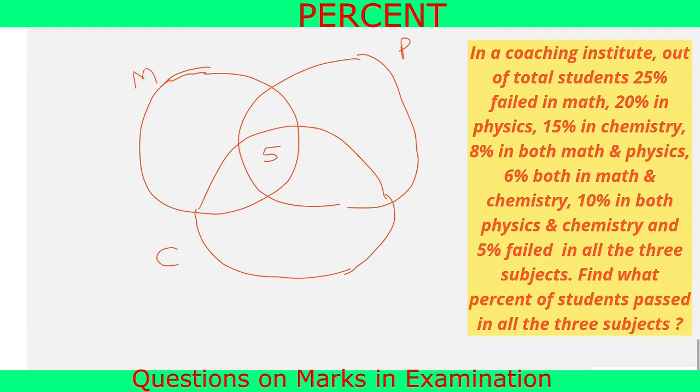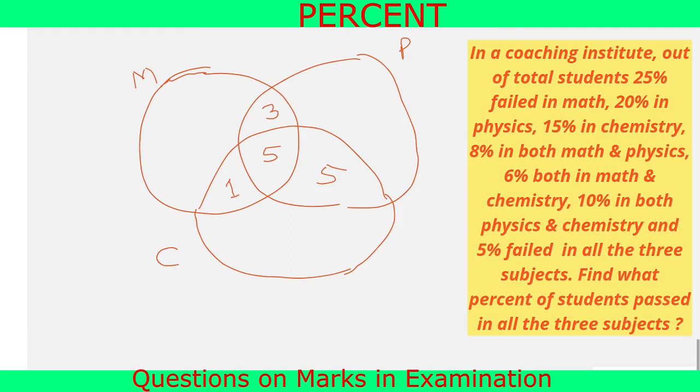The number of students failed in maths and physics, that is 8%. So this 5 plus this 3 is 8%, which is the common portion in maths and physics. Now 10% failed in physics and chemistry. So 5 plus 5, we put the common portion between physics and chemistry. This makes 10%. Then 6% failed in both maths and chemistry. So 5 this and 1 we put here in the common portion of maths and chemistry.